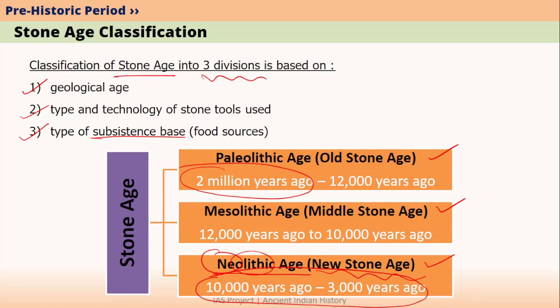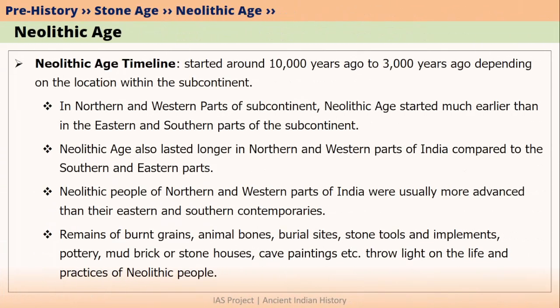Also, when we talked about Mesolithic Age, we have stated that Mesolithic Age is kind of a transitional phase from Paleolithic Age to Neolithic Age. This means that Mesolithic Age has some features of Paleolithic Age as well as Neolithic Age. Let's start with Neolithic Age. If we look at the timeline of Neolithic Age, it varies greatly within the subcontinent because Neolithic Age did not start at the same time everywhere in the subcontinent.